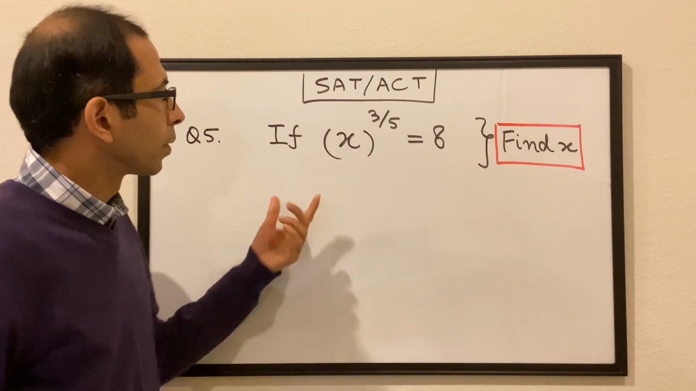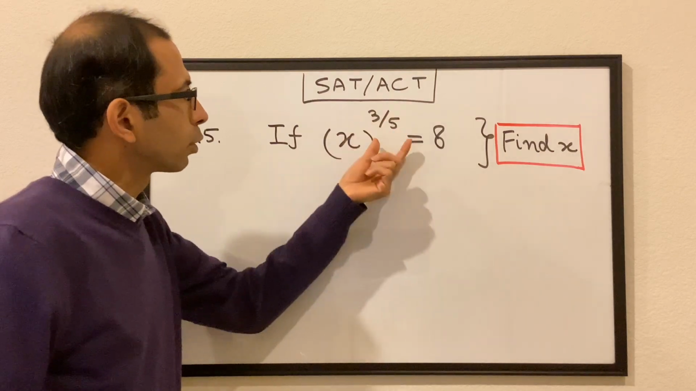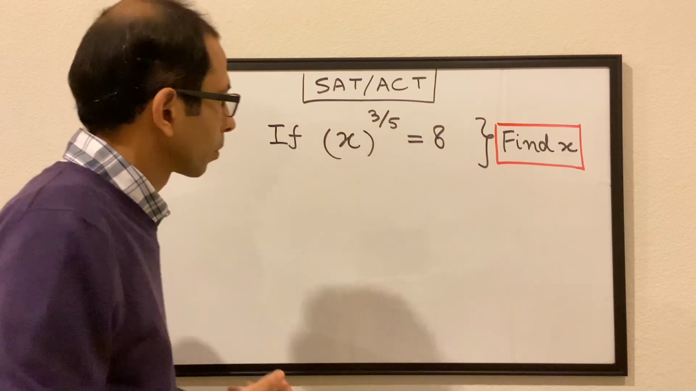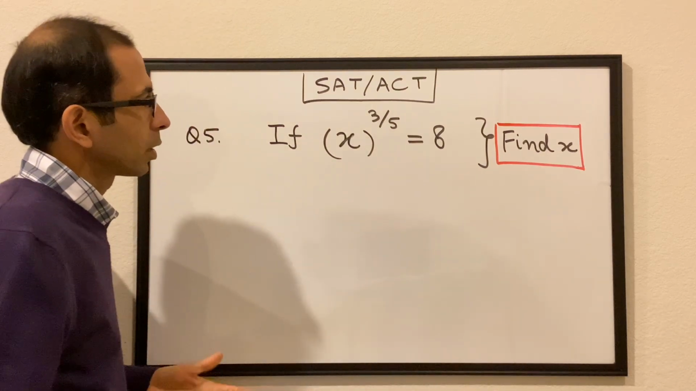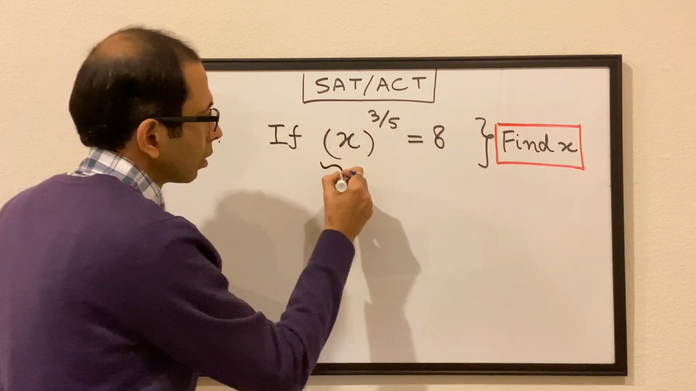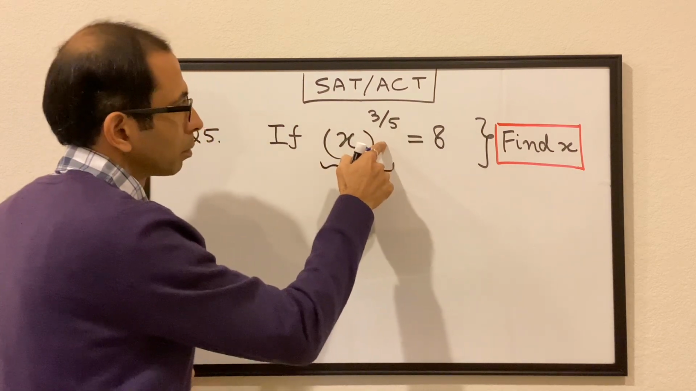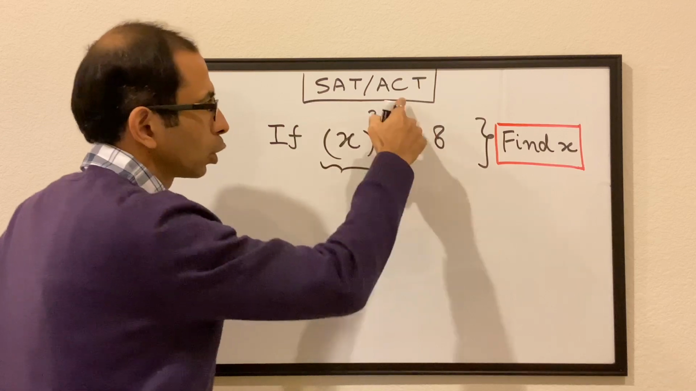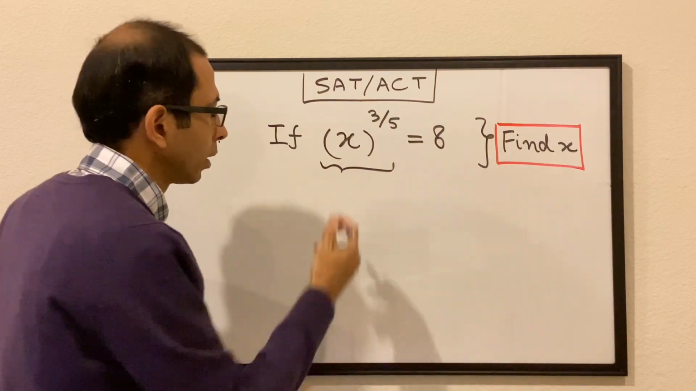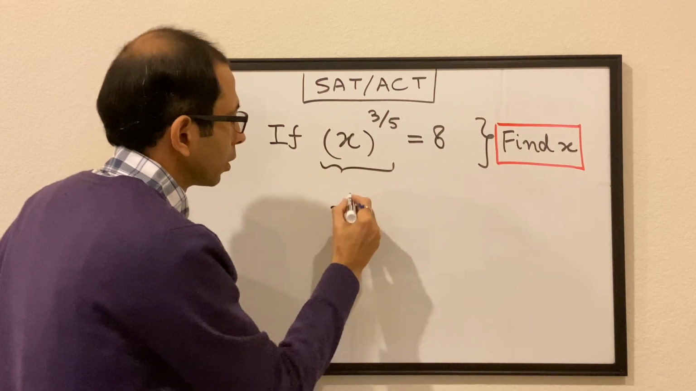Next question. If x to the power of 3 over 5 is equal to 8, find the value of x. Okay. Now the first thing which comes to our mind is that we can put the left side and the right side to the power of 5 by 3, right? And we'll talk about why. So let's say we do this.